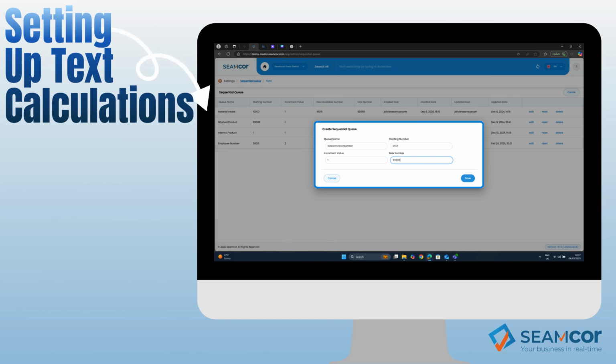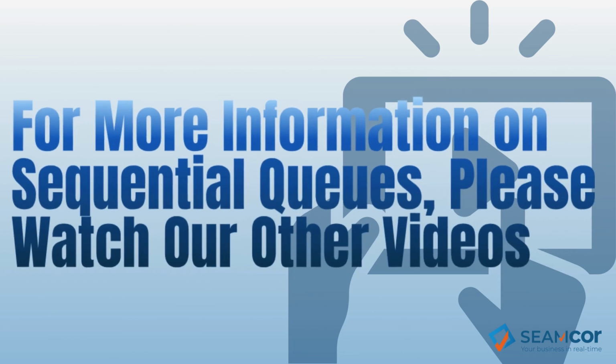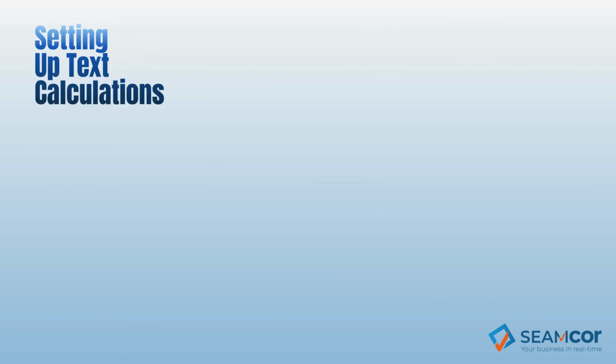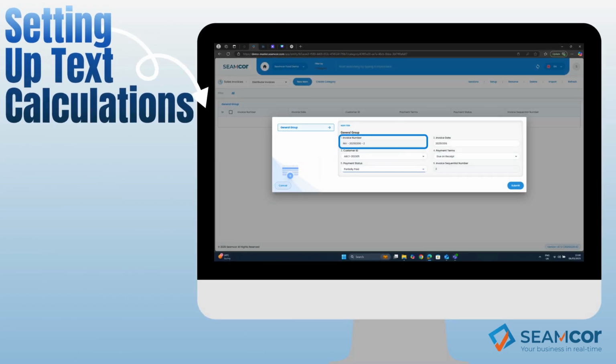Remember, to use sequential numbers in a text calculation, first add them as a numeric value column in the data table, then include them as a sibling value in the calculation. For more information on sequential queues, please watch our other videos. As you can see, the invoice number is created using the populated invoice date and the automated sequential number according to the text calculation we set up.